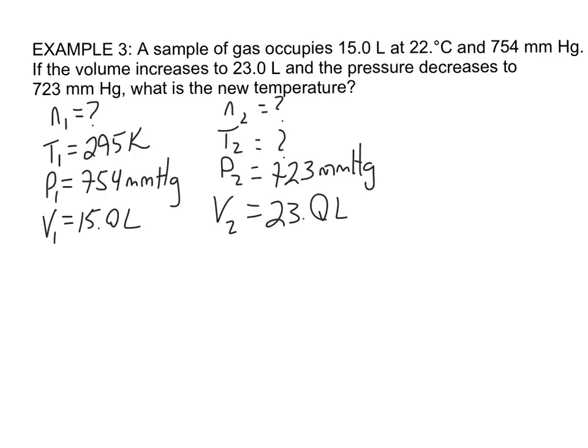All right, so in this example here are our set of conditions. We're going to start with 295 degrees Kelvin, and we're going to try to figure out what that goes to. What is the new temperature? We have a starting pressure of 754 millimeters of mercury and end with 723 millimeters of mercury. Our units of pressure match, so no need to convert anything. We start with 15 liters. We end with 23 liters, so those units are good.